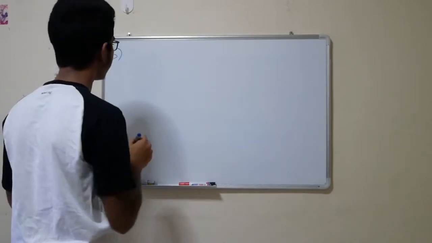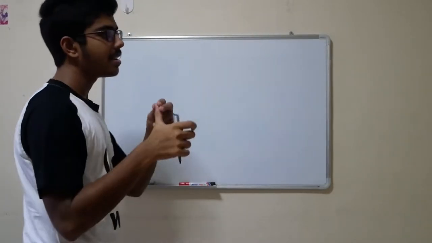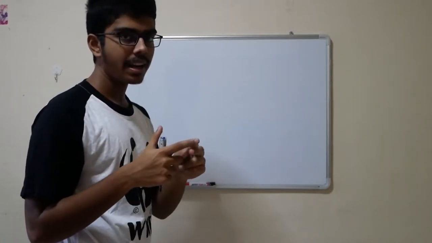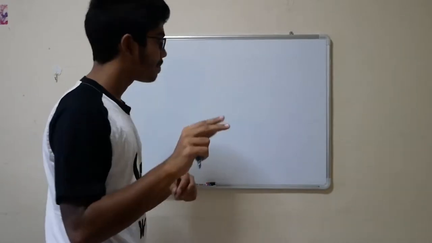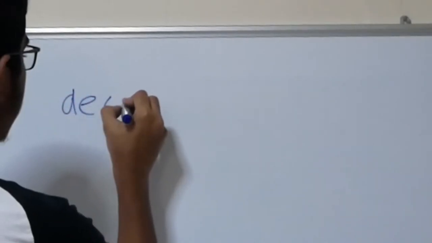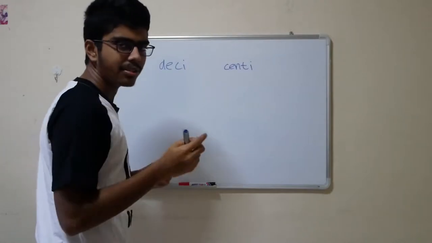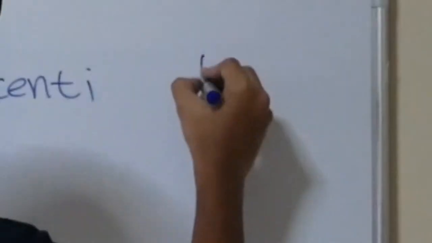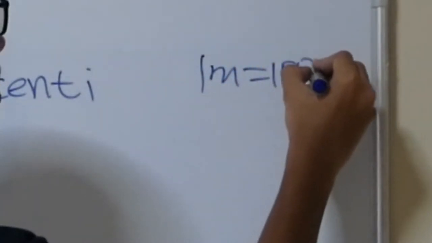Just a bit more technical and detail. You guys know the scale, right? Milli, micro, nano, pico. And you guys know kilo, mega, giga, tera. But there are two things that people ignore. The concept of deci and the concept of centi. Honestly, I don't know why people struggle with this. Centi is just centimeter, guys. 1 meter is 100 cm.